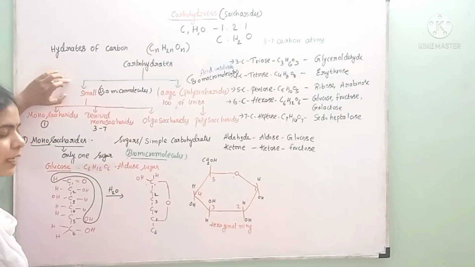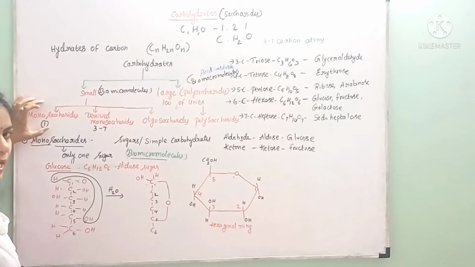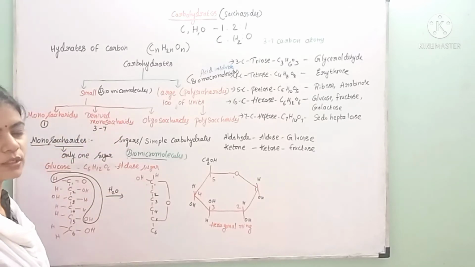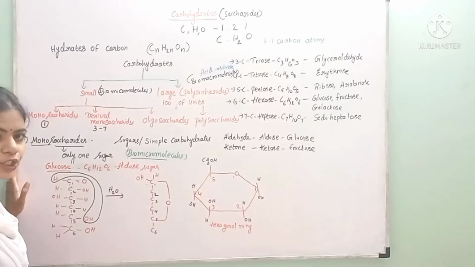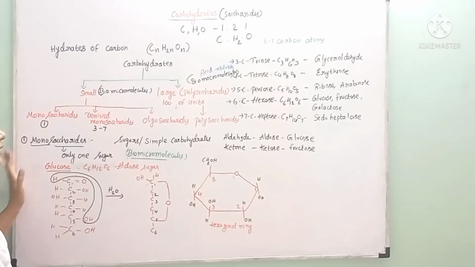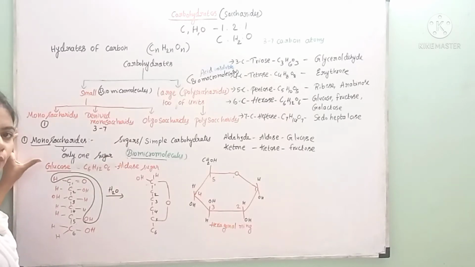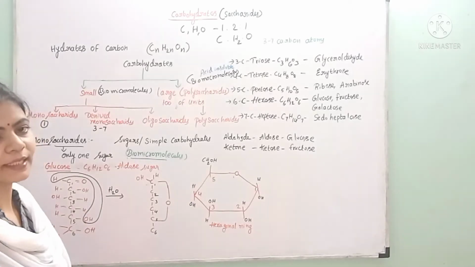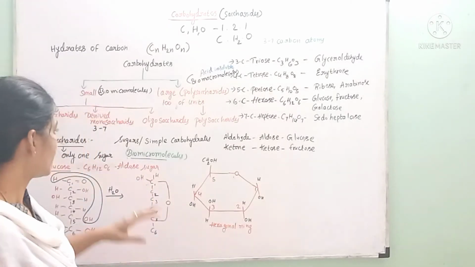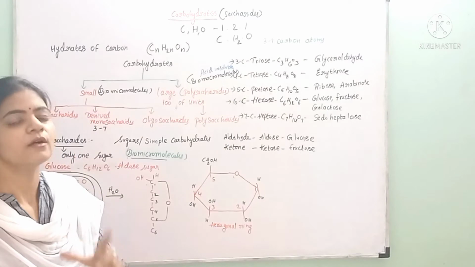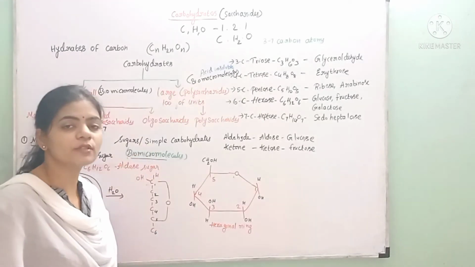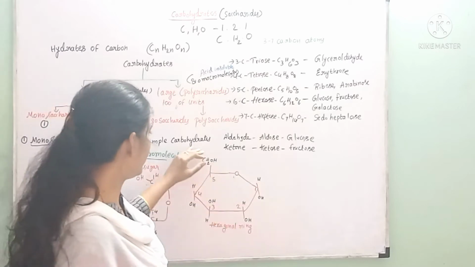These small carbohydrates again divide into monosaccharides, derived monosaccharides and oligosaccharides. Monosaccharides have only one sugar. The first one is the monosaccharides. The name itself indicates they have only one sugar. These monosaccharides are also called simple sugars because they have only one sugar. What is another name for the monosaccharides? They are also called simple carbohydrates.